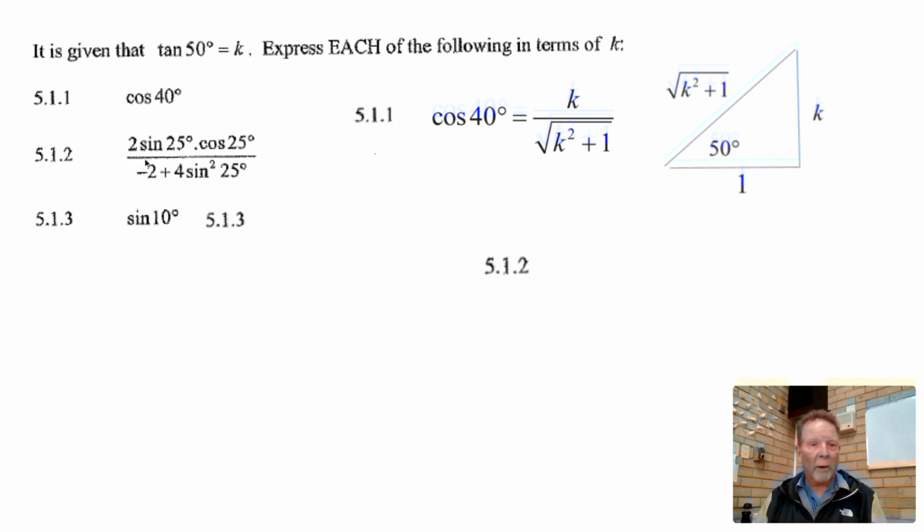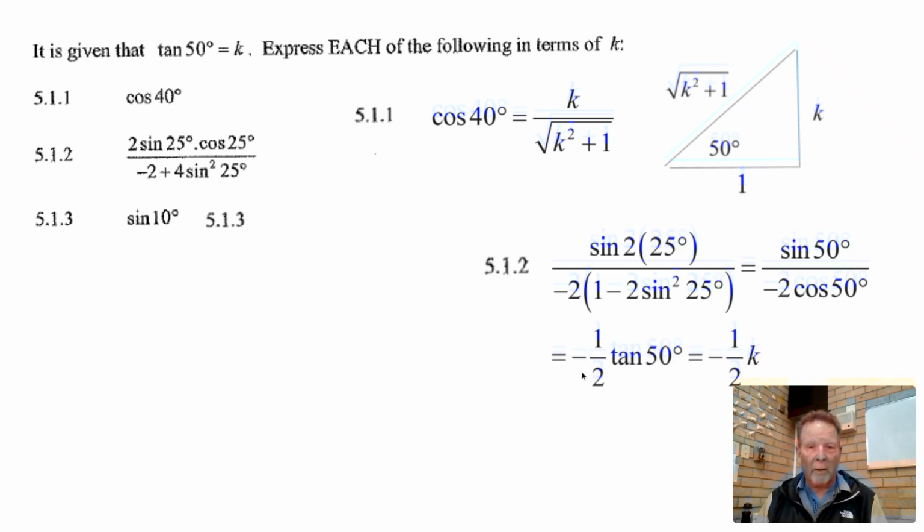Okay, now this next one. Look at this 2 sine cos. Oh, that's just an identity. That's just the sine of 50 degrees on the top. So let's try that question there. That's just the sine of 2 times 25, the sine of 50 degrees.